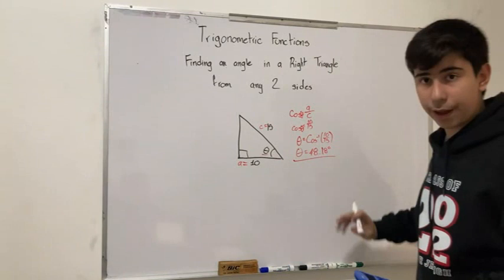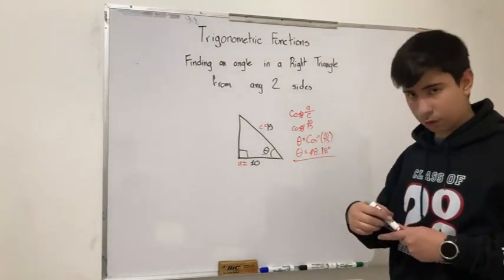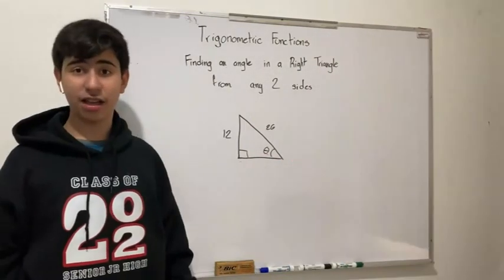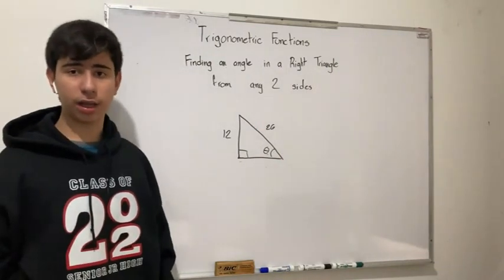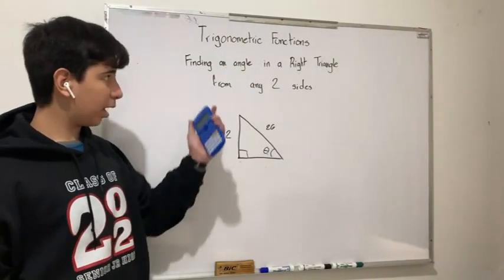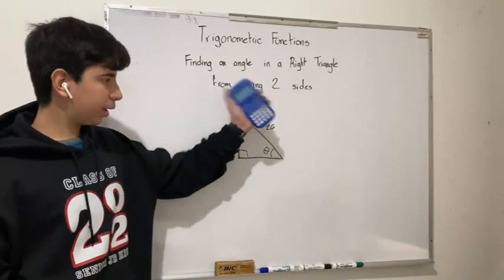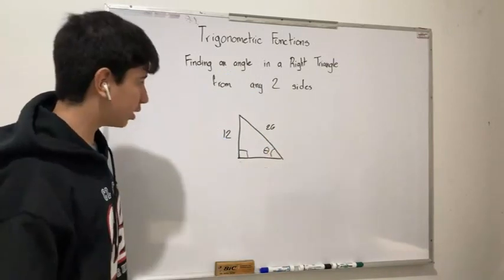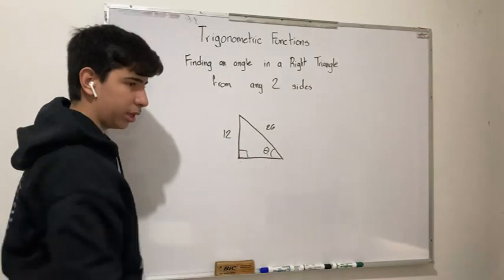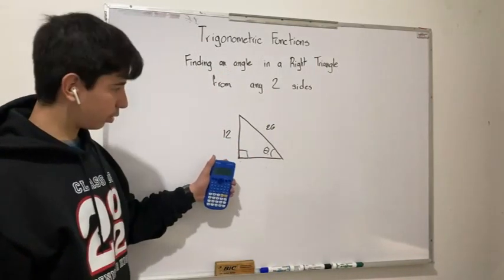Now I'm going to solve another triangle. So here we go. Hi. Now I have a second exercise about finding an angle of a right triangle from its two sides. The sides we're given are these ones. So first we need to classify them.